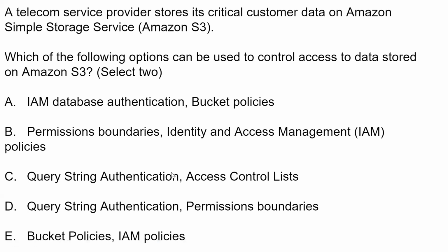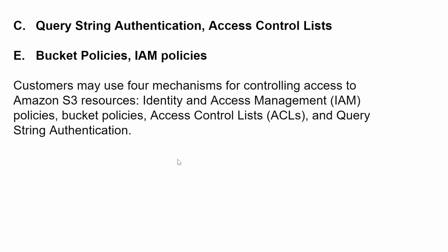All right. B, permissions boundaries, identity and access management policies. C, query string authentication, access control lists. D, query string authentication, permissions boundaries, and E, bucket policies, IAM policies. And the answer is, okay, C, query string authentication, access control lists, bucket policy, and E, bucket policies, IAM policies.